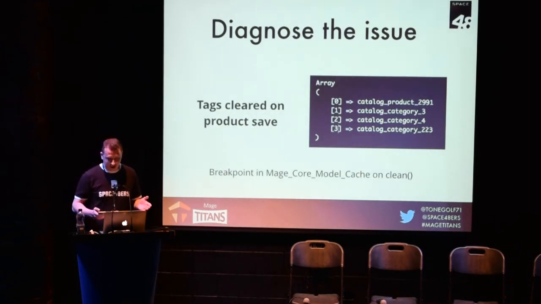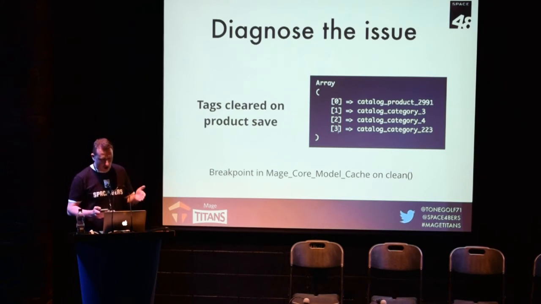So how do we diagnose that issue? Well, I used Xdebug here, set a breakpoint in the Mage core model cache model that we mentioned earlier on the clean method. So you could investigate exactly what cache tags are being cleared when a product was being saved. For one particular product here, you can see the tags that are being cleared. There's one specific just to the product, and there are 3 category ones, and that is the top level category that product is assigned to, and 2 subcategories. So that's what I would expect to see.